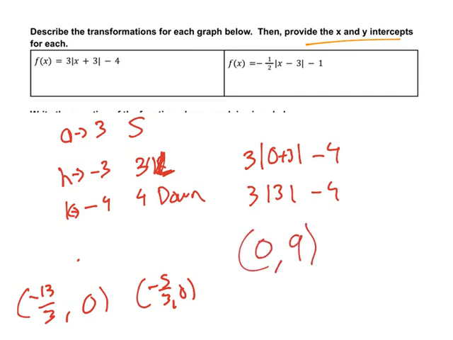All right. Very similarly for this one, I'll just list out the transformations. You're on your own for the x and y intercepts. The a value is 1/2, so that tells us that it's compressed. The negative tells us it's reflected. The positive 3 says we're going 3 units to the right, and the negative 1 says we're going 1 unit down.